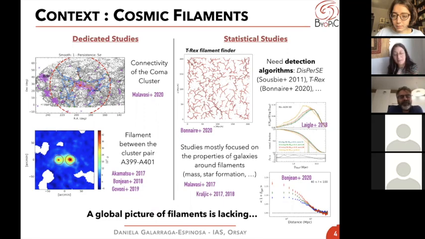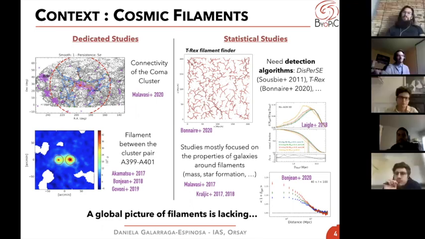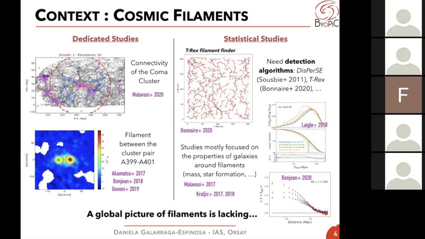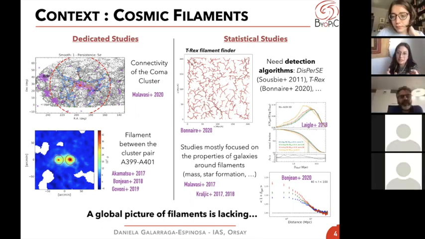And actually, there's a paper, I don't know if you're interested in, by Libeskind. I don't know how to pronounce his name. In this paper, Libeskind 2018, he compares all these different methods on the same galaxy distribution of a simulation, and he does a quantitative study of this.